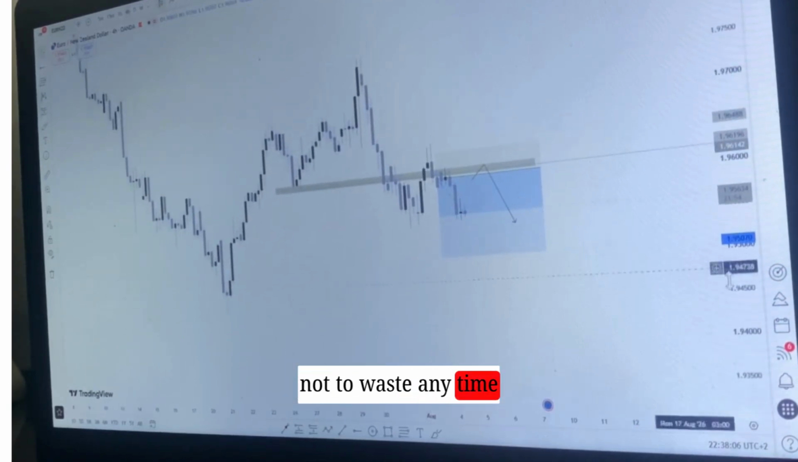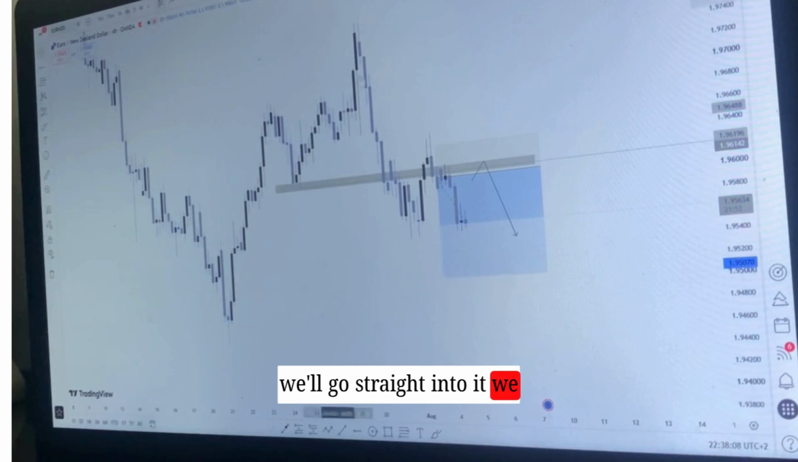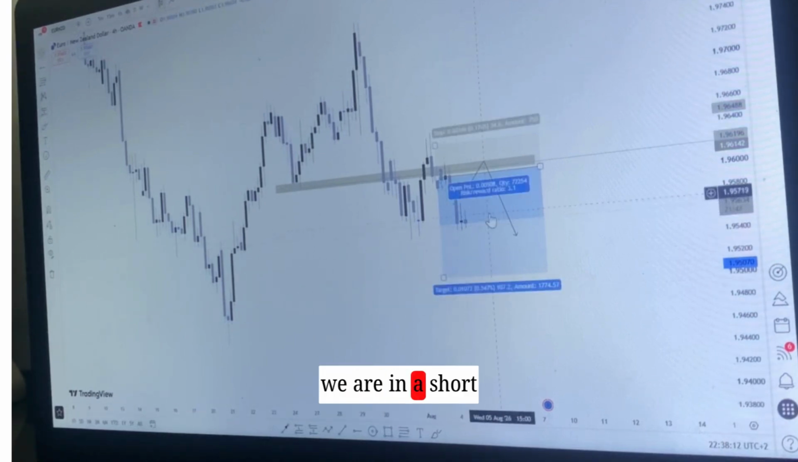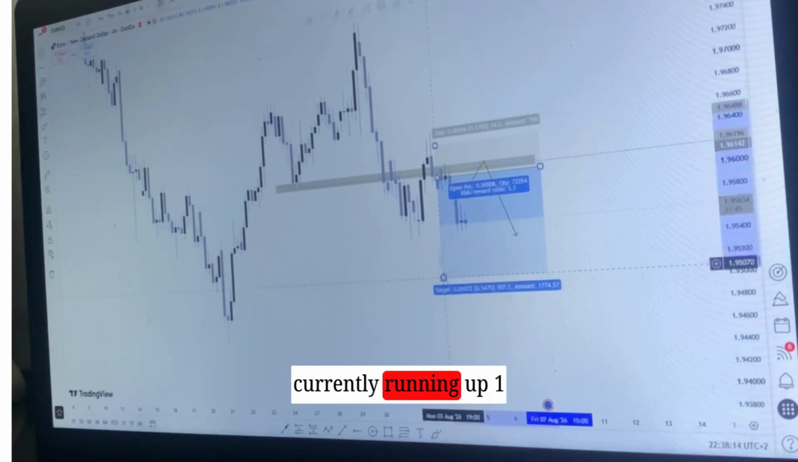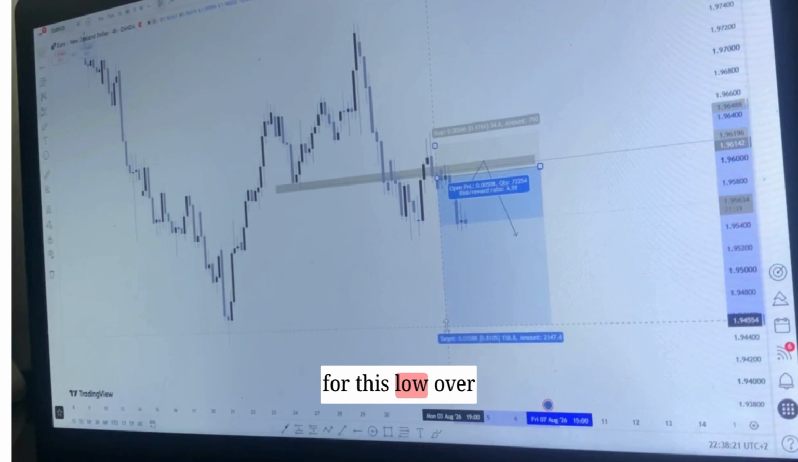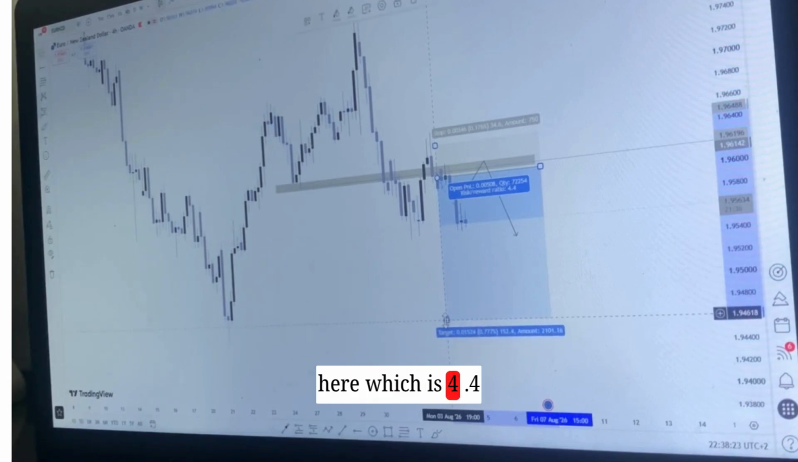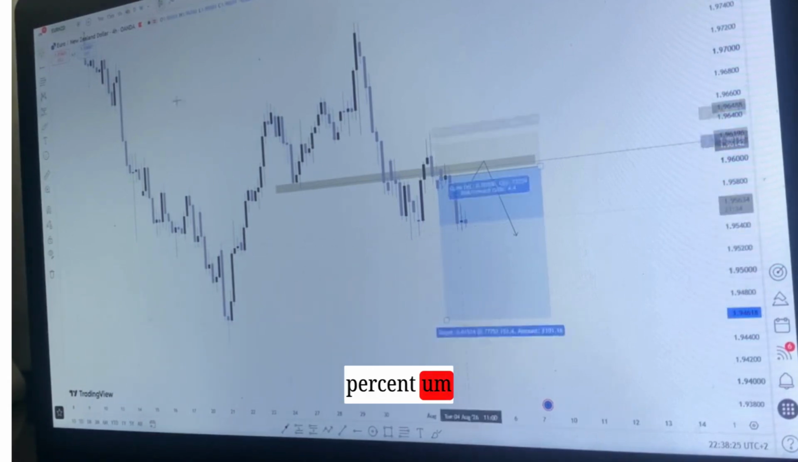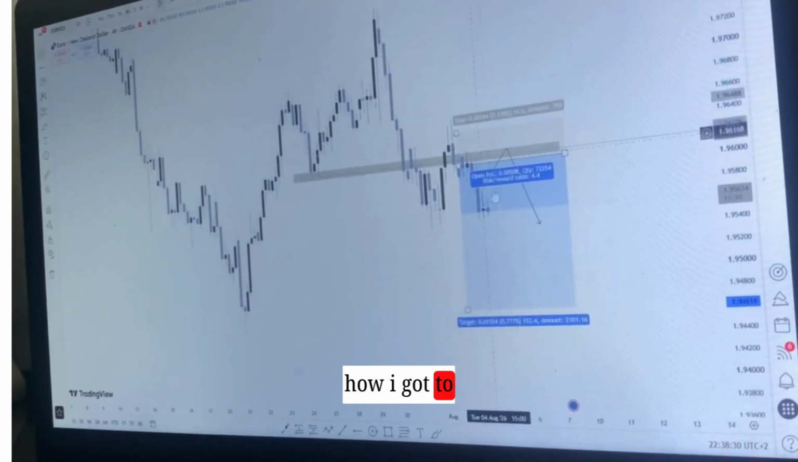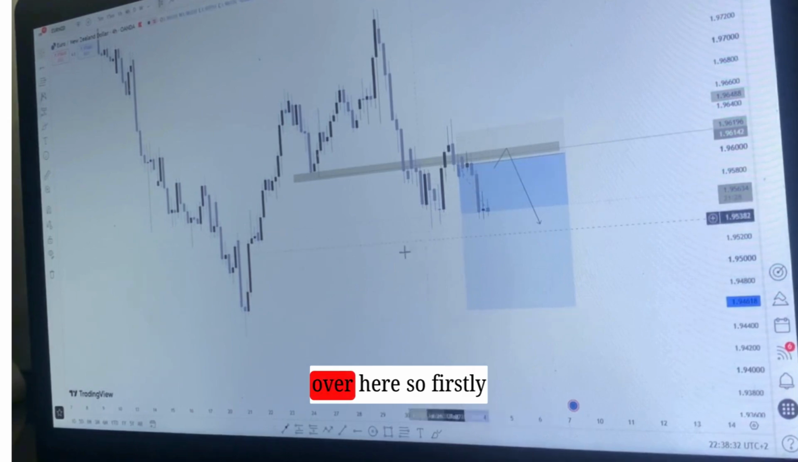Not to waste any time, we'll go straight into it. We are on Euro NZD and we are in a short, currently running up 1.5%, aiming for this low over here, which is 4.4%. So I'll be running down a top-down analysis on how I got to this trade over here.